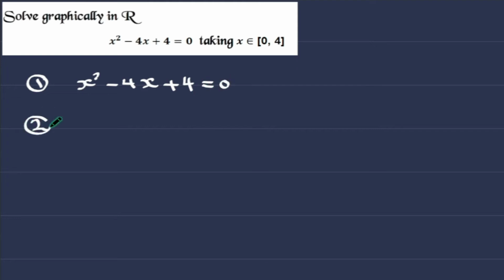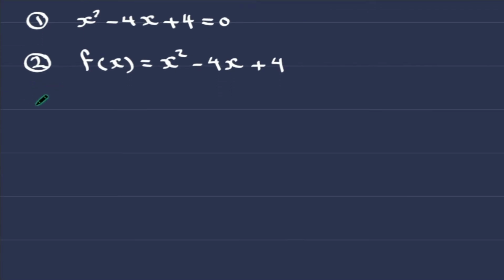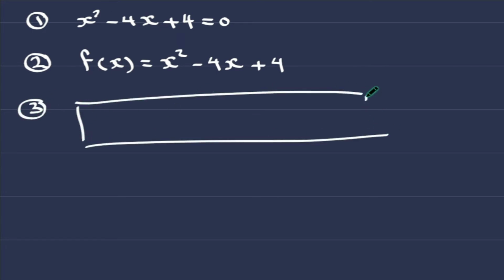So moving on to the next step, which is calling or naming the left expression f of x. So f of x is equal to the left-hand side of the equation, which is x squared minus 4x plus 4, without equal to 0. All right. So now we are ready for the third step, which is drawing a table, the first row for x and the second row for y.